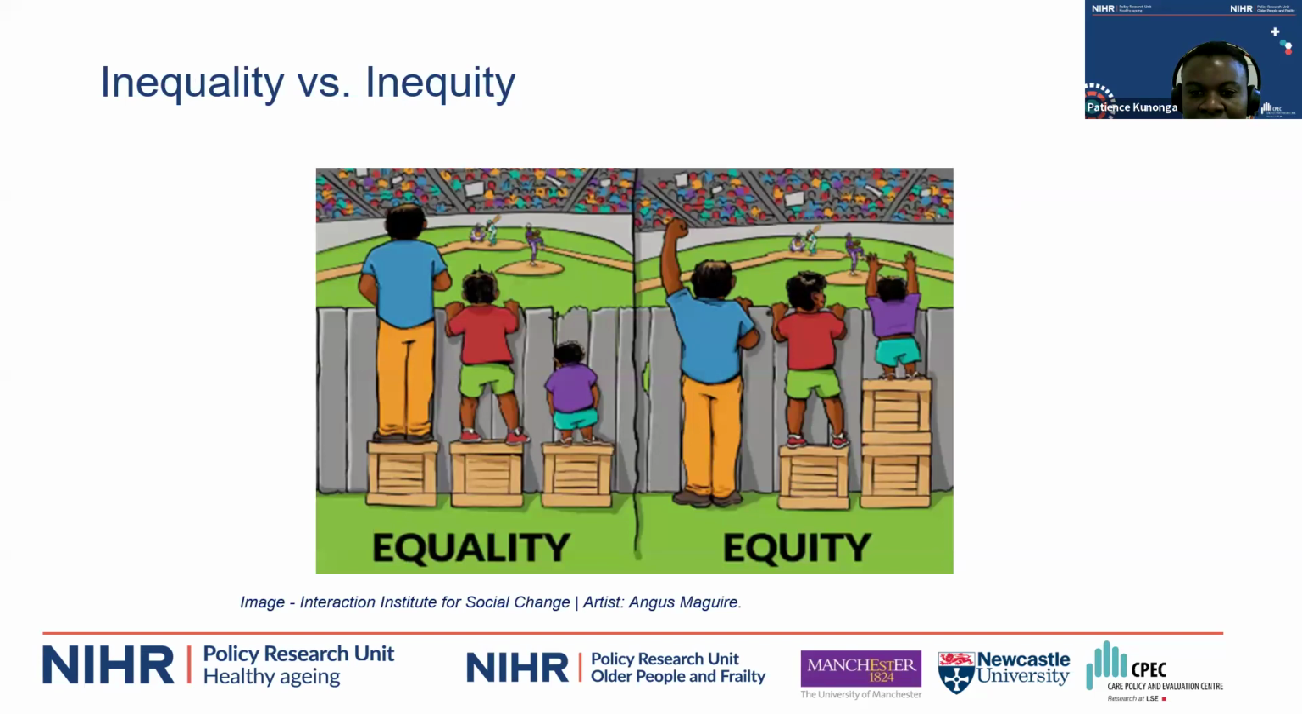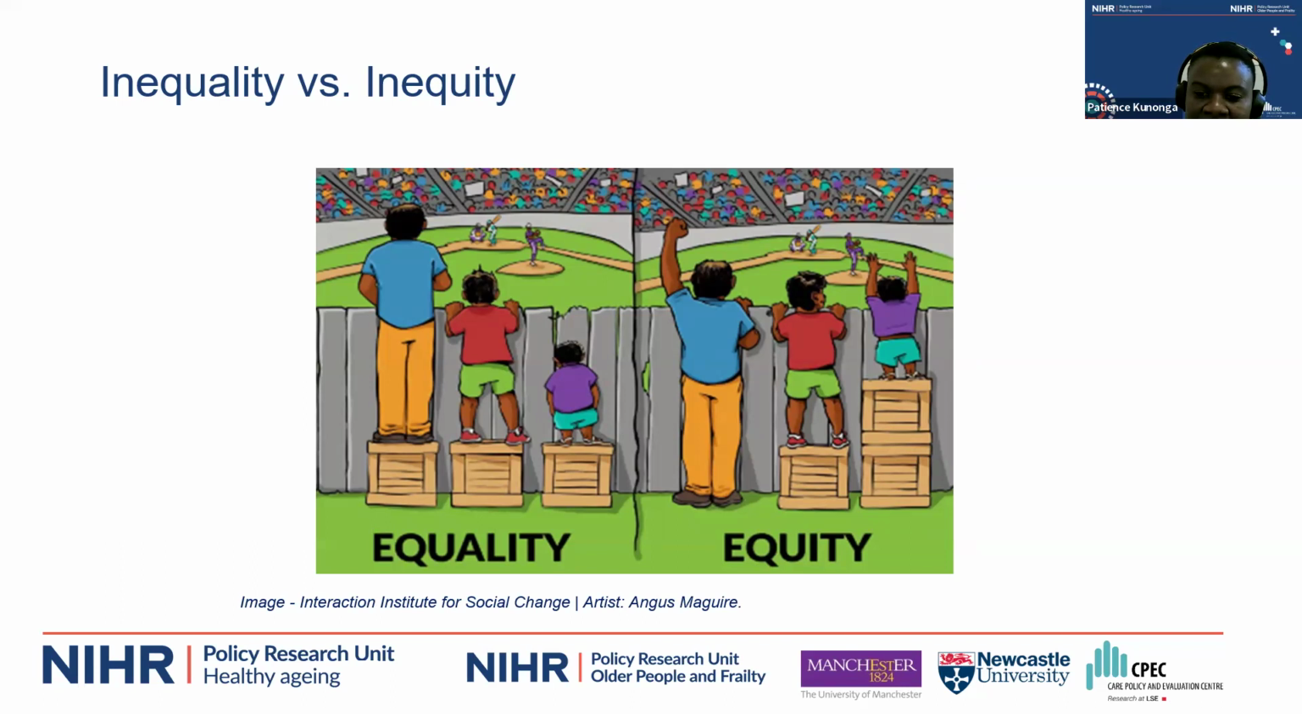And then I move on to inequality versus inequity. So evidence synthesis plays a crucial role in driving decision-making processes aimed at reducing health inequality or health inequity. And while these terms are often used interchangeably, they have distinct meanings. So health inequality refers to the variation in health across different groups within a population. On the other hand, health inequity refers to the unjust and avoidable systematic differences in health outcomes between different groups stemming from social and structural factors.